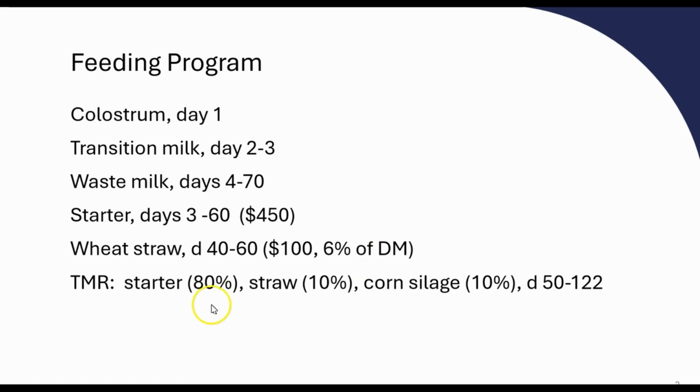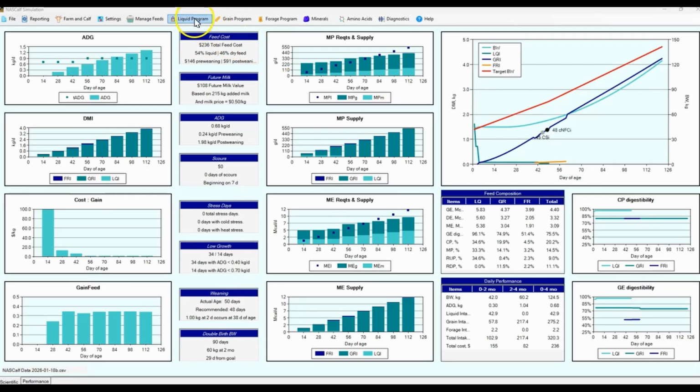Beginning on day 50, there's a 10-day transition period where calves receive a combination of starter, straw, and a total mix ration. On day 60, calves are fully transitioned to the TMR, and by day 61, the starter and straw are discontinued, leaving the TMR as the sole solid feed. While we could attempt to build this program using the standard grain and forage matrices, a more straightforward approach is to create a TMR that is used as a single ingredient.